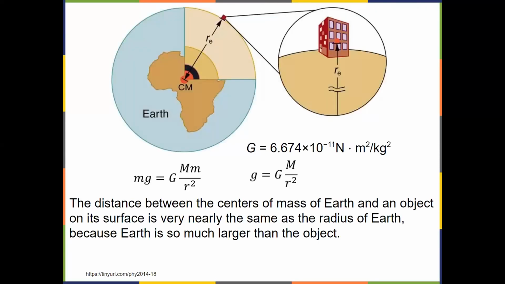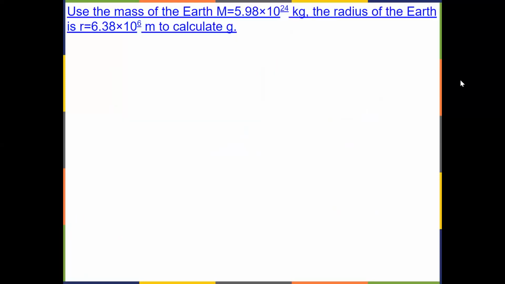All right. So the next example here asks us to calculate the gravitational acceleration by using the mass of the Earth, which is 5.98 times 10 to the 24. And then the radius of the Earth is 6.38 times 10 to the 6 meters. So that's roughly 6,380 kilometers or 4,000 miles. But we'll take that number to calculate the g.